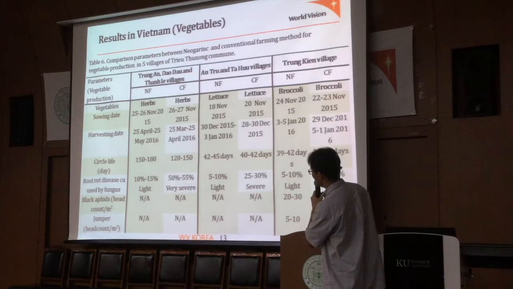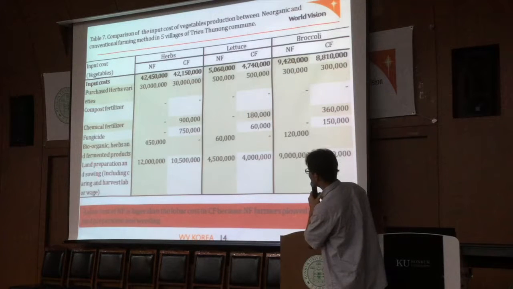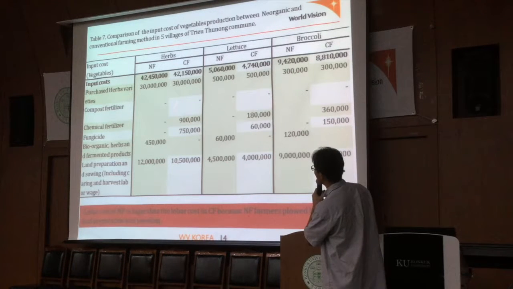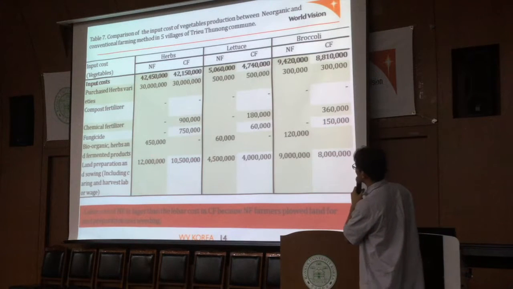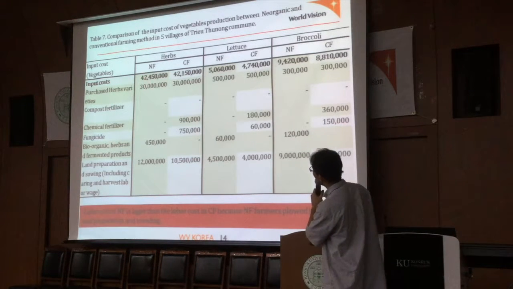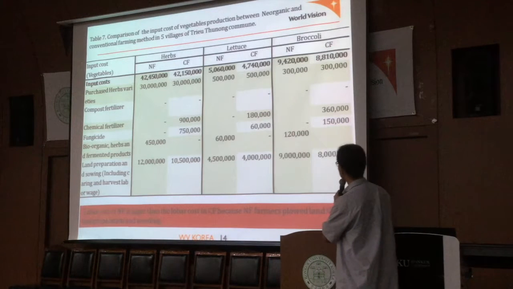this is the land preparation, the sowing, the labor cost. In natural farming they are higher than in conventional farming. So this can be the cause of the high input cost in natural farming, compared to the CF here.